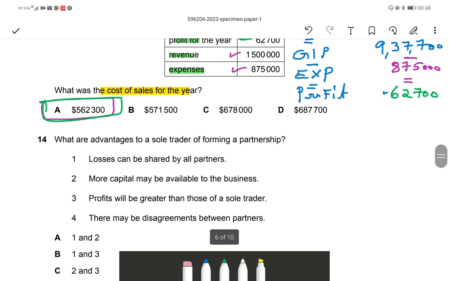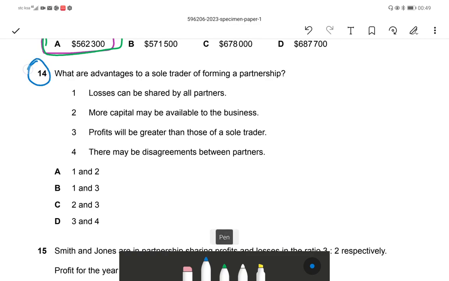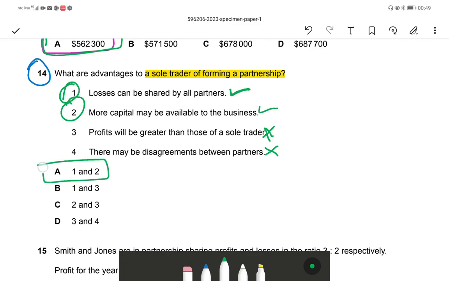Next, question number 14. What are the advantages to a sole trader forming a partnership? Mainly, the capital will be increased. Losses can be shared, that is good, right? It is one advantage, any losses can be shared between partners. More capital may be available, that is also correct. Profit will be greater than those of a sole trader is not an advantage. There may be disagreement between partners is never an advantage. So 1, 2. The correct answer is option A.